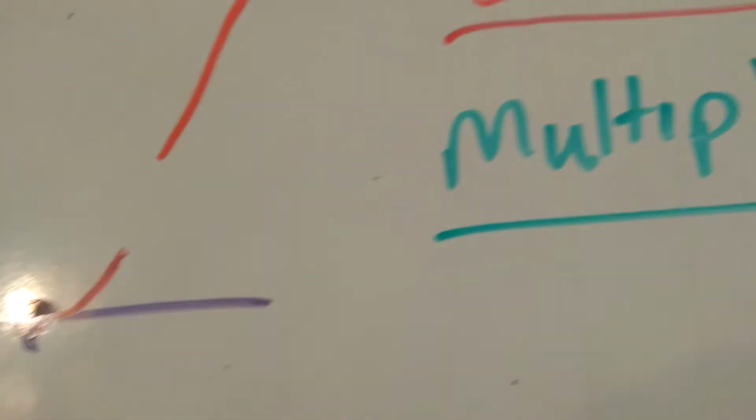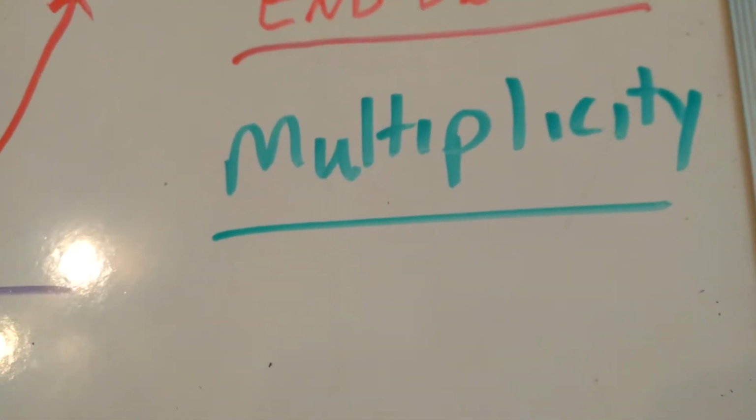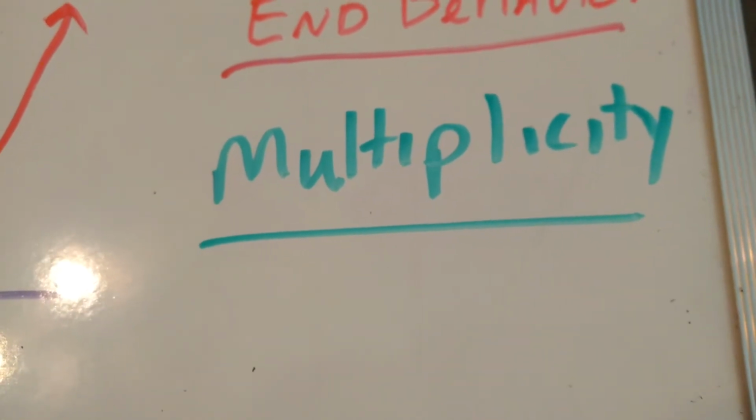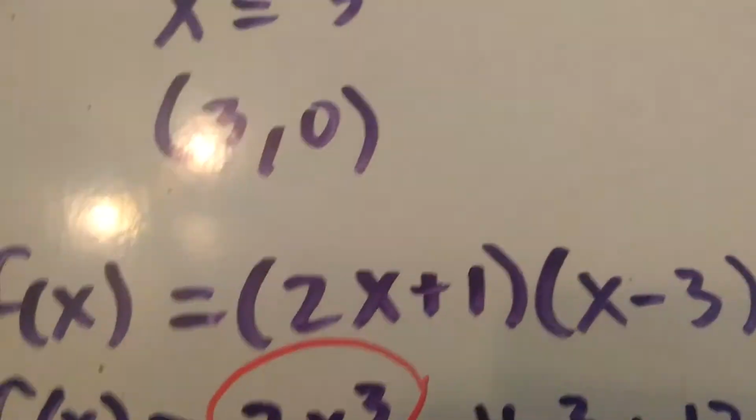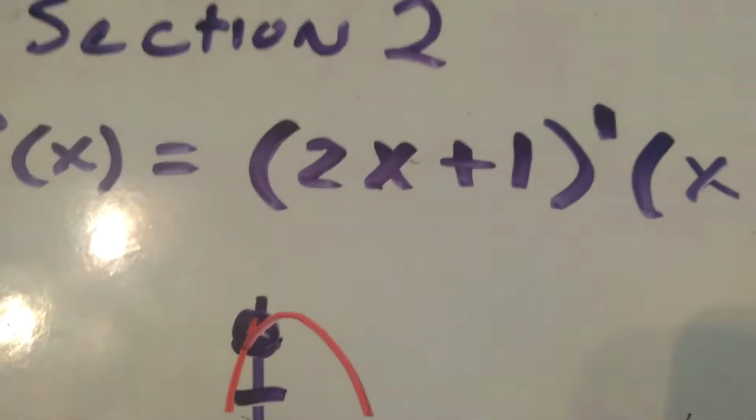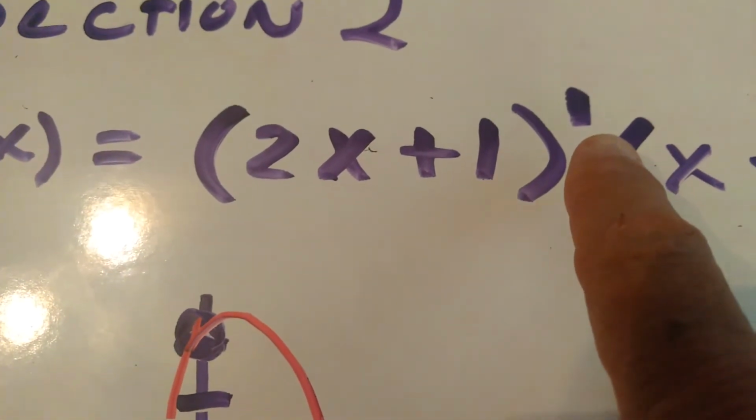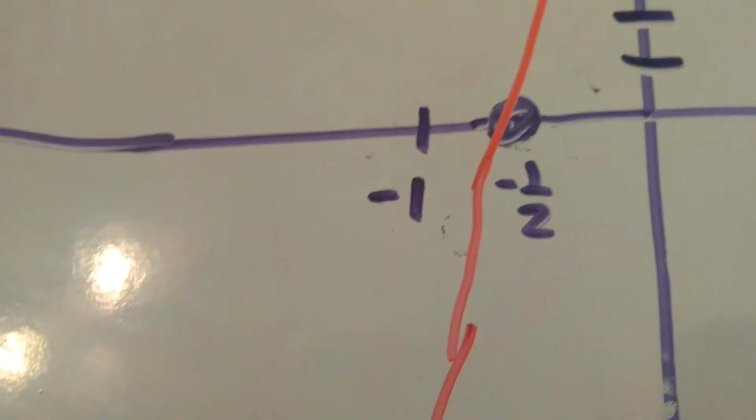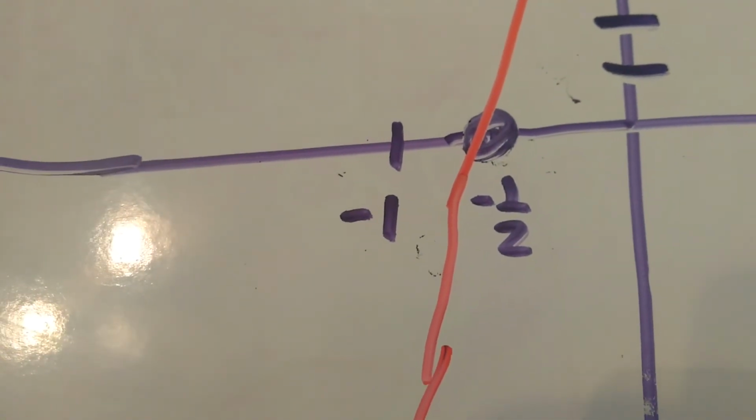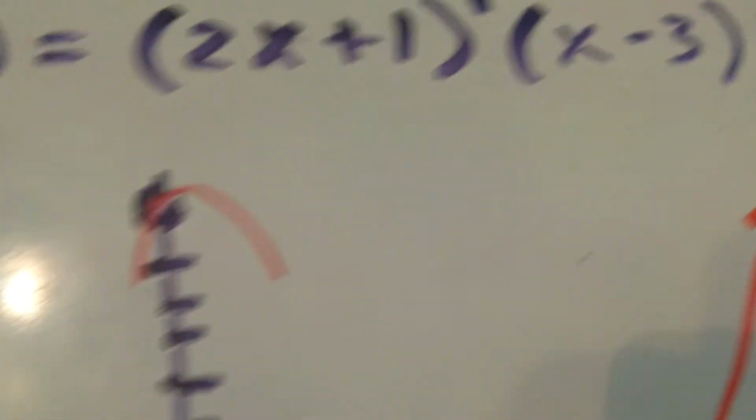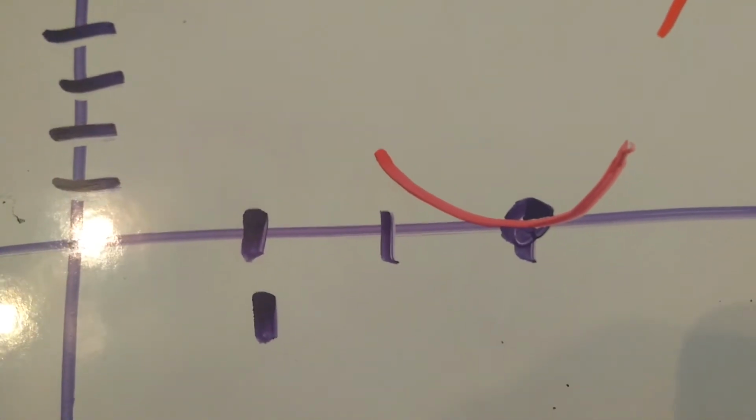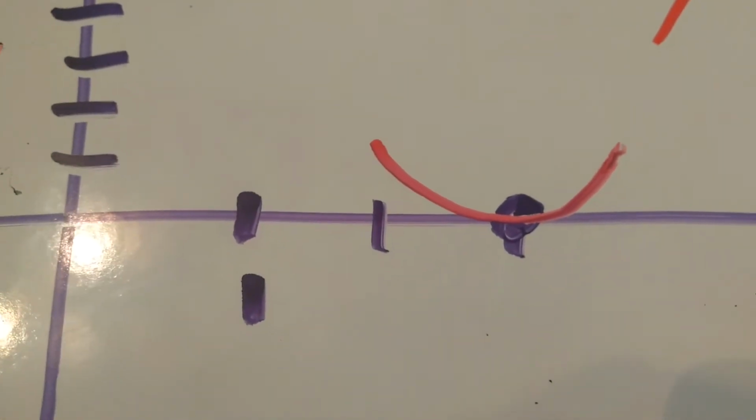Okay? Then we go to multiplicity. Multiplicity tells us what happens at the zeros. Remember, if I have a multiplicity where the exponent is odd, like this one here, then the graph is going to pass through that x-intercept. If I have a multiplicity that's even, like this 2, then the graph is going to come down, touch the 0, and then go back up.